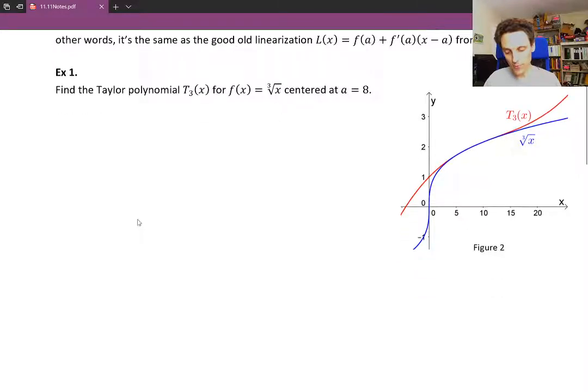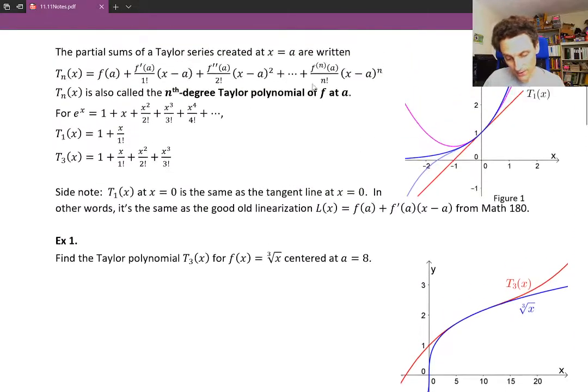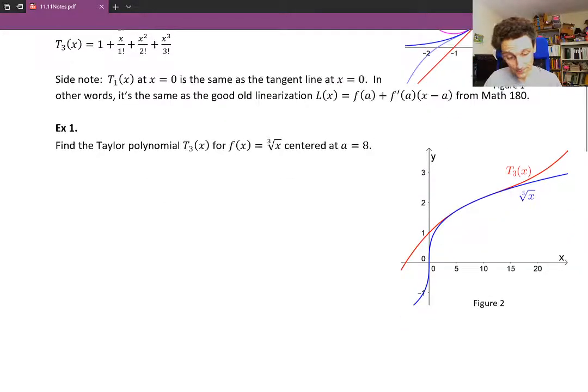Let's take a look at example 1 where we're asked to find the Taylor polynomial T3 for the function cube root of x at a center of a equals 8. All right, well, let's go ahead and look at what we need. For T3, we need to get the first derivative, second derivative, and third derivative. We need to go out to the third derivative in order to get out to that third degree term. So let's start taking derivatives of the cube root of x.